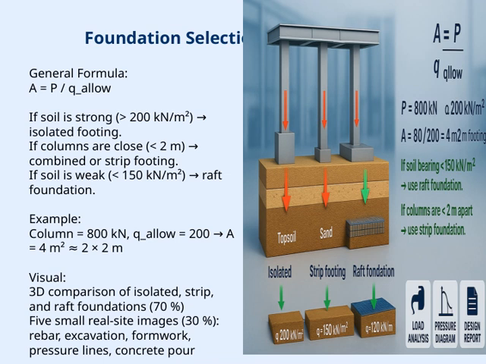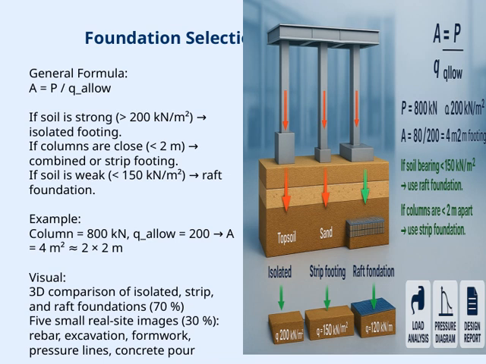But if columns are quite close together, say less than 2 meters apart, we might opt for a combined or strip footing to distribute the load more efficiently. Now, if the soil is weak, less than 150 kilonewtons per square meter, we usually choose a raft foundation. This spreads the load over a larger area, reducing pressure on the weak soil.